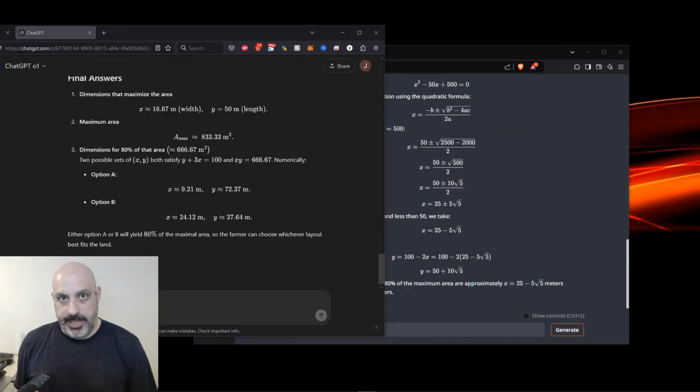Here's a side-by-side comparison of O1's answer versus Phi-4's answer. Well, that wraps it up. That was Phi-4 doing math questions that were over my head.